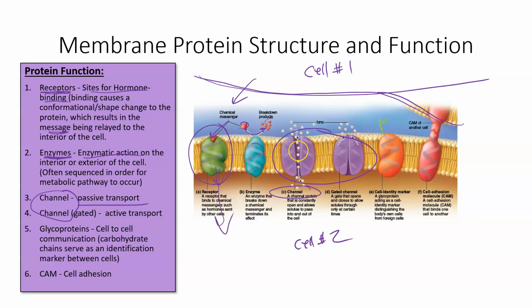Notice it is open from outside to inside, and the purpose of passive transport is to move solutes from an area of high concentration to an area of low, and those solute molecules will naturally diffuse down a concentration gradient without energy, without the need to use or spend ATP.